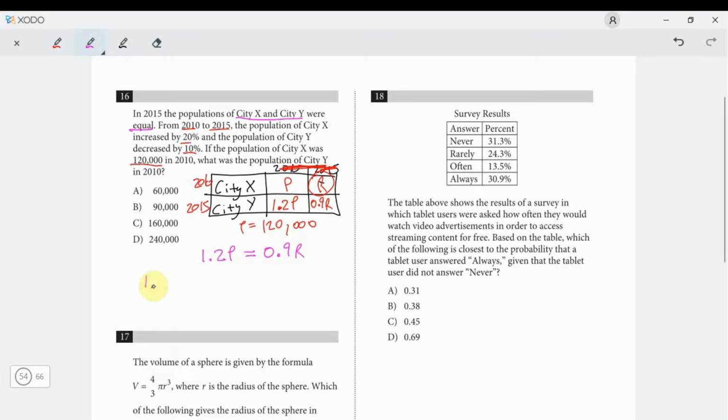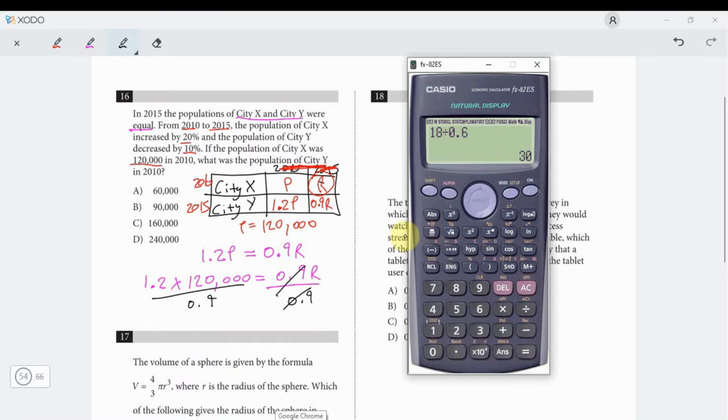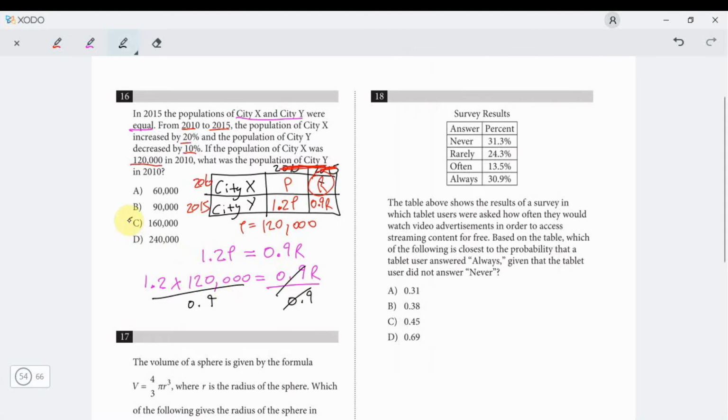And so 1.2 P is equal to 0.9 R. But P is 120,000. So 1.2 times 120,000 is equal to 0.9 R. So then we divide both sides by 0.9. That's all. This cancels, and so we just put this in our calculator. It is now 1.2 times 120,000 divided by 0.9, and we'll get 160,000. So that's the population of city Y in 2010. That's all. 160,000. Easy. Nice. Now let's go.